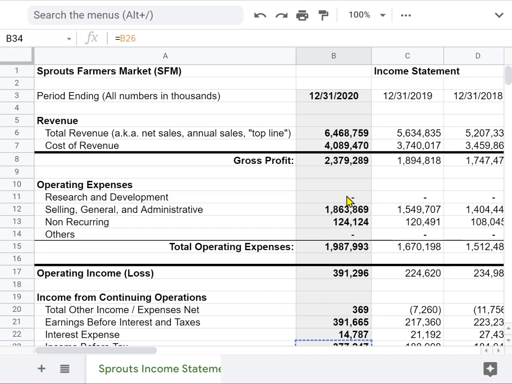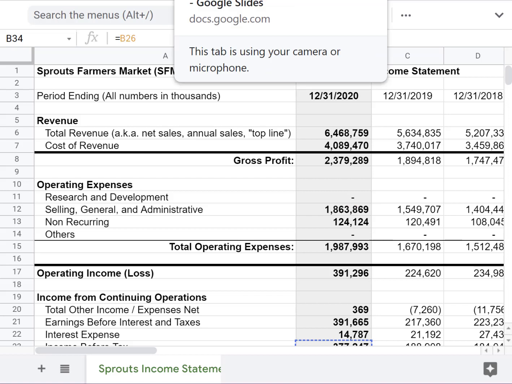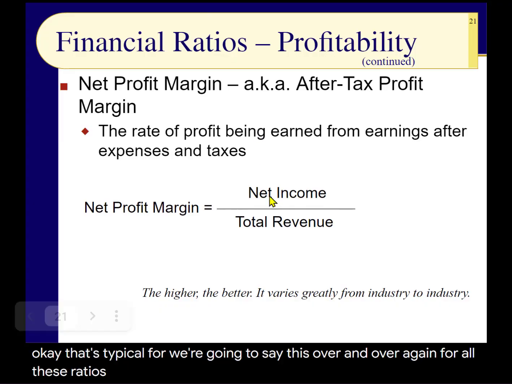Why? Because they work on volume. They make a little bit of money off of their products, but they sell a ton of them. They might make a few pennies on something they sell, but they sell it to you every day. So they're not doing too badly when they sell you the same thing over and over again, even with a very low margin. So we have to compare this net profit margin of 4.44% with competitors in the field. That's typical; we're going to say this over and over again: for all these ratios, we must compare them to our competitors.